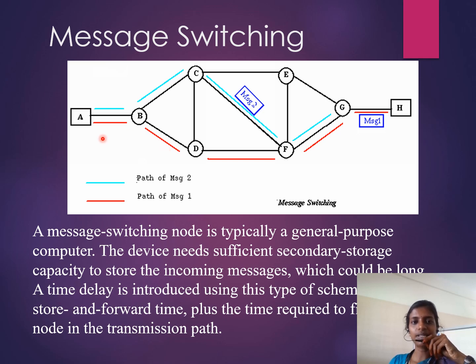It divides the message into smaller pieces, but it doesn't send each piece on to the next node in the network. Instead, the pieces will be stored in B entirely. After all the pieces are received in B, they will be forwarded, and once all the small pieces are received in D, they will be forwarded to the F node. Once all the pieces are received in F, they will be forwarded to G, and finally it will reach H. So this is message switching.